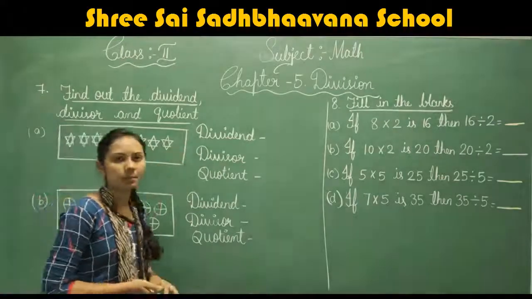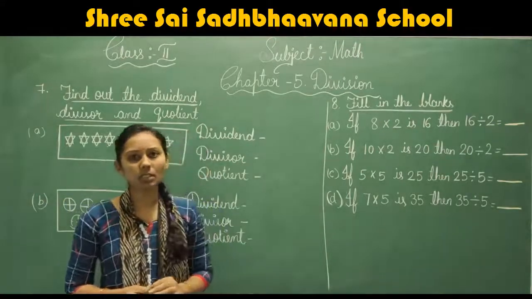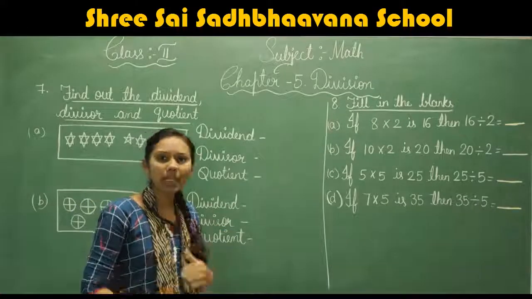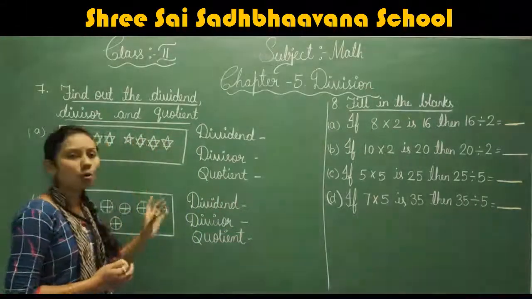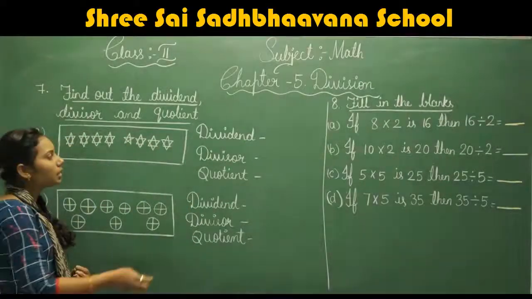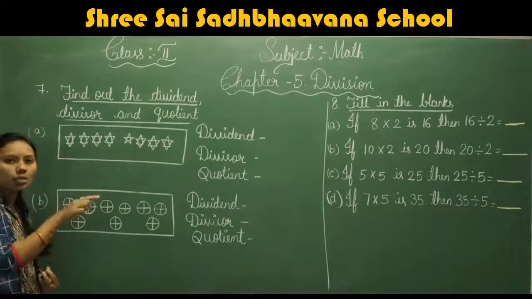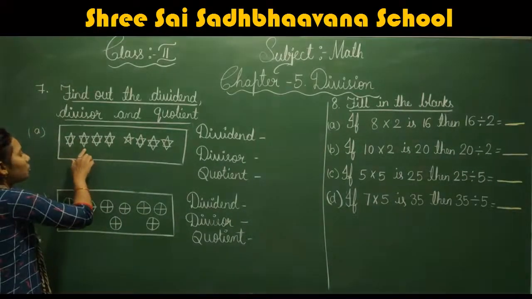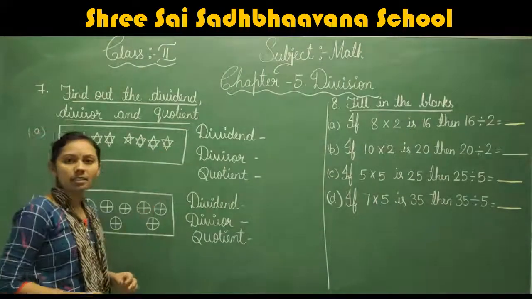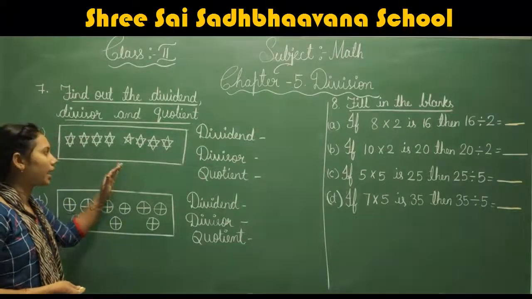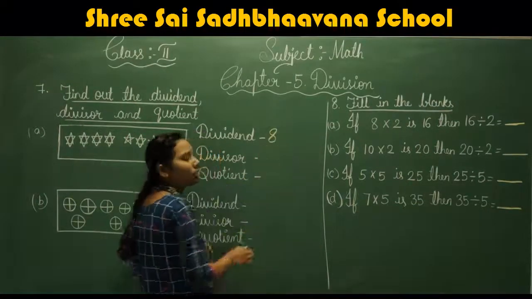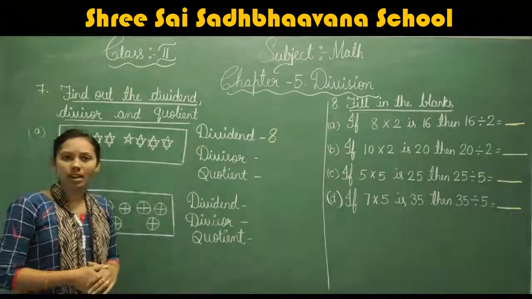What do you mean by dividend? Yes, dividend is the number to be divided. That means the total number of objects there, no? So dividend is the number to be divided. Let us see how many objects are here to divide. 1, 2, 3, 4, 5, 6, 7, 8. What is the number of objects? 8. So that means 8 is the dividend.